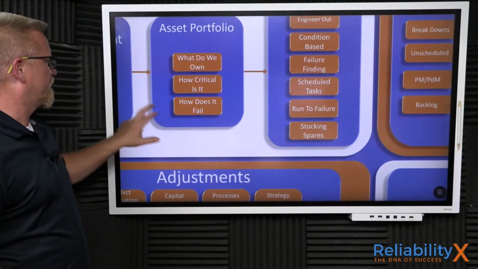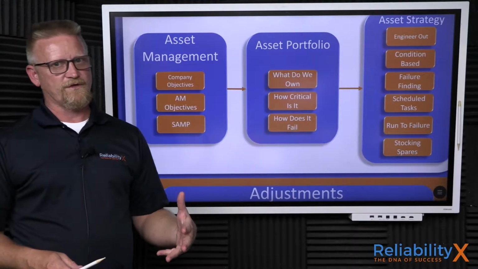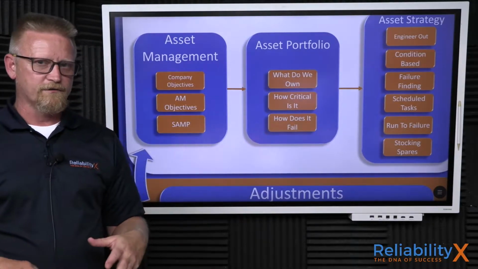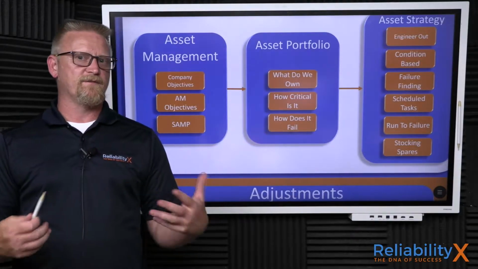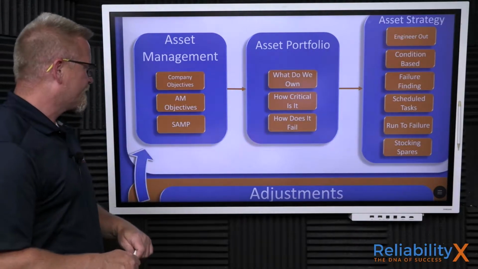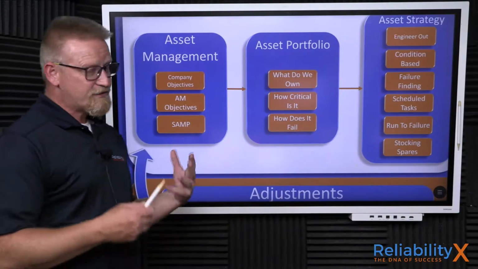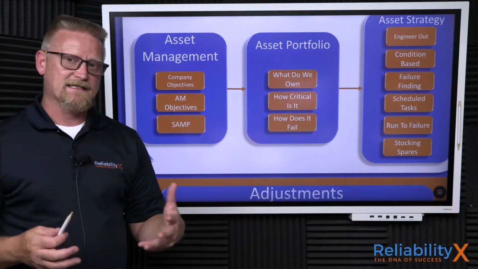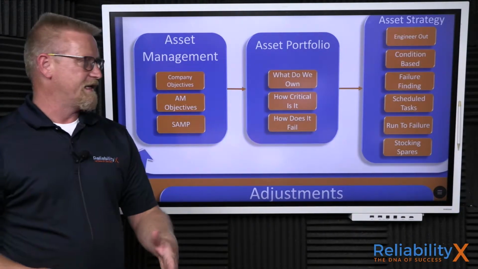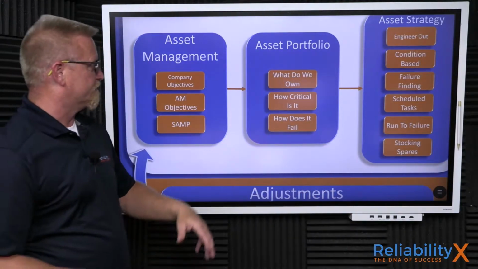It all starts with understanding our goals. And so from an asset management perspective, we have to understand our company goals. We have to understand how that translates to asset management objectives or asset management goals. And then we develop a strategic asset management plan. That strategic asset management plan essentially connects the stakeholders to the execution and creates this asset management system.